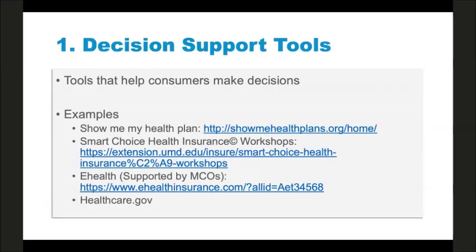Another program is called Smart Choice Health Insurance. It's a workshop-based program out of the University of Maryland's research team that provides training via extension agents to consumers to help make informed health insurance choices. And there's also eHealth, which is an online program to help make insurance decisions, and it's a tool used by Aetna, United Health, Kaiser Permanente, Cigna, and Humana. And there's also healthcare.gov. All these tools are available and they're growing, but these are the ones that I've known that have been tested in research and are quite popular among managed care organizations as well.